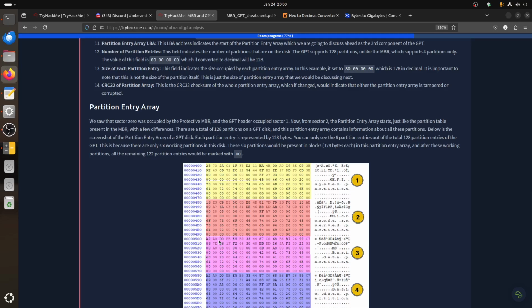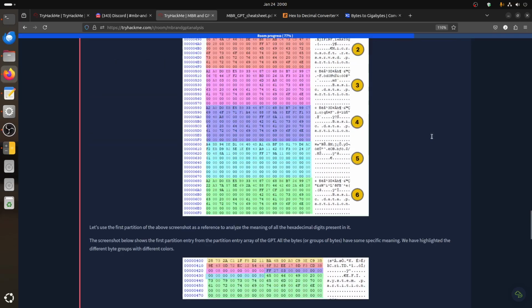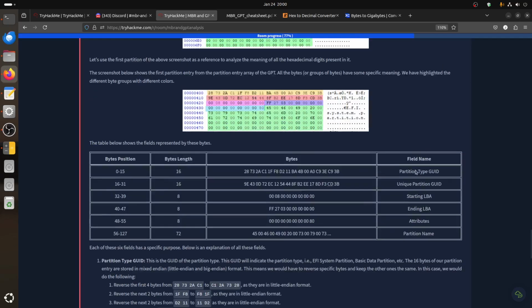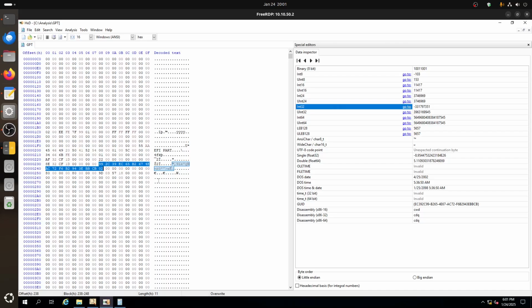Partition entry array: we saw that sector 0 was copied to the protective MBR, and now from sector 2 the partition entry array starts, just like the partition table present in the MBR, with a few differences. Oh, I think we're doing something wrong here. Did we skip something?